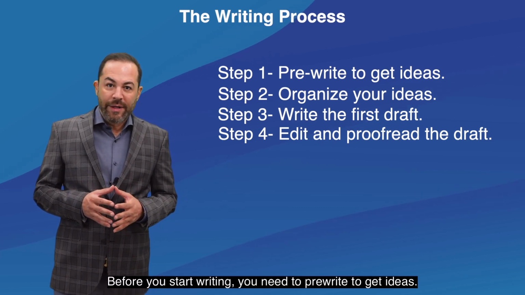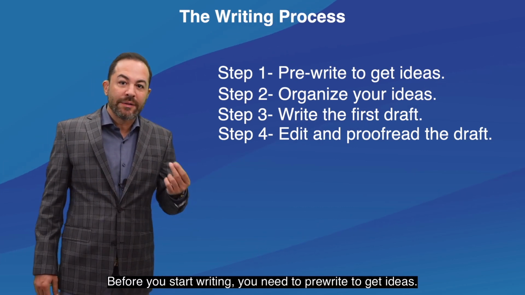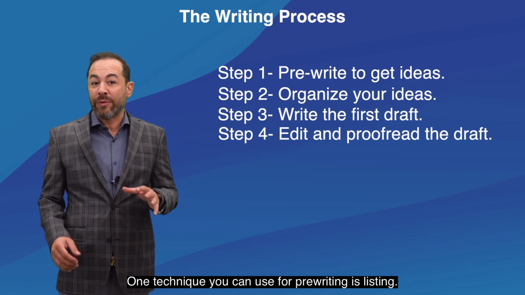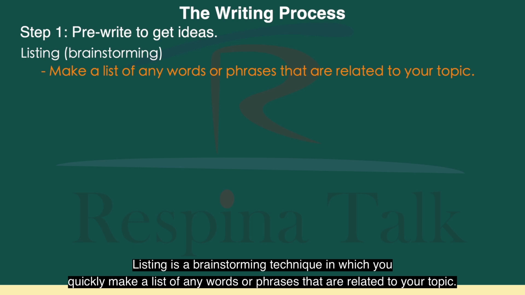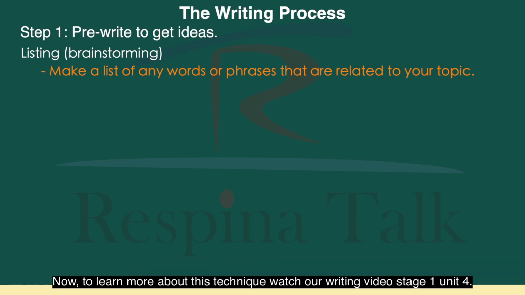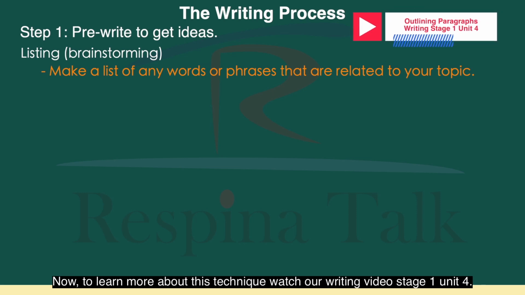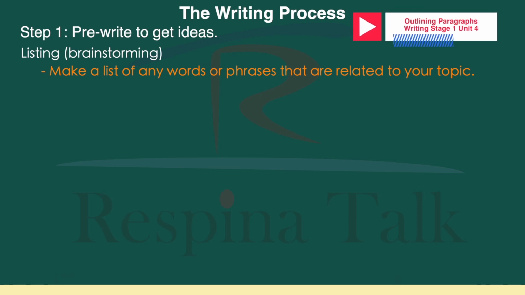Before you start writing, you need to pre-write to get ideas. One technique you can use for pre-writing is listing. Listing is a brainstorming technique in which you quickly make a list of any words or phrases that are related to your topic. Now, to learn more about this technique, watch our Writing Video Stage 1, Unit 4.